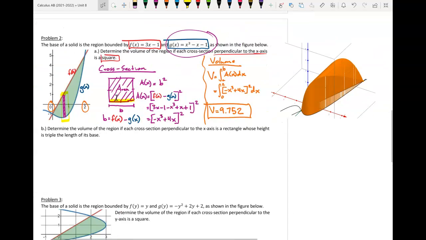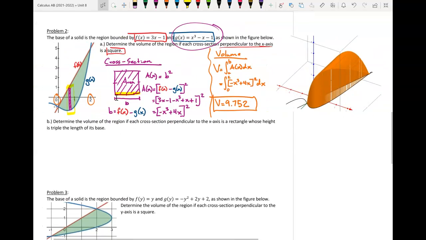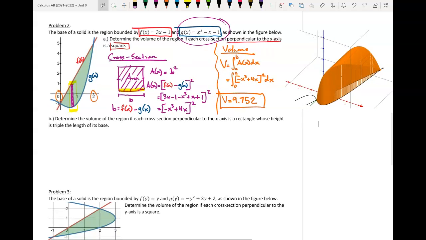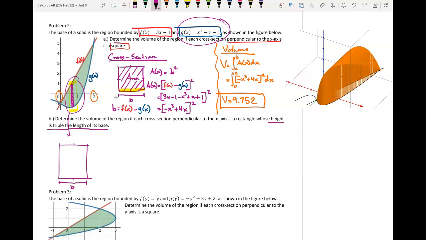So let's go ahead and look at B. So B is very similar. It says determine the volume of the region of each cross-section perpendicular to the x-axis if they are rectangles whose height is triple the length of the base. So again, we have the same figure. So we're taking that same base, but as a rectangle, where we know these two sides are the same. If we label this as B, they're saying the height is triple the length of its base. So this height here is going to be 3 times B.